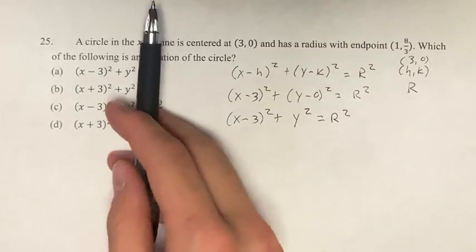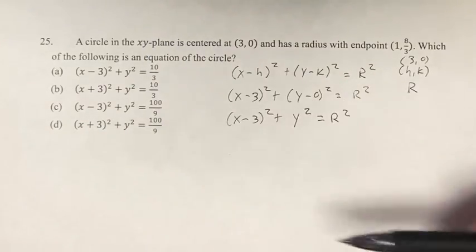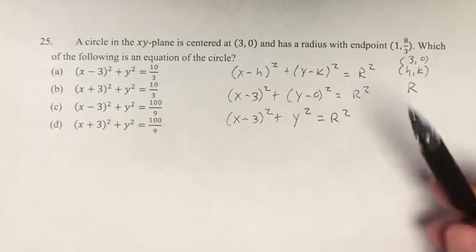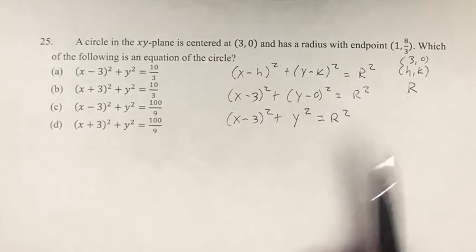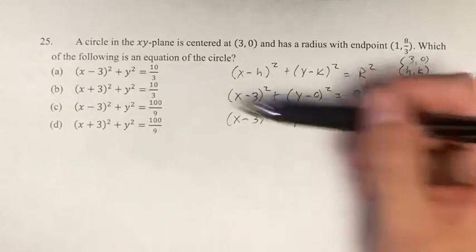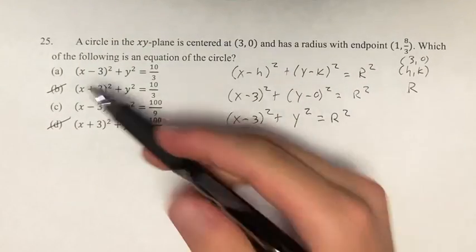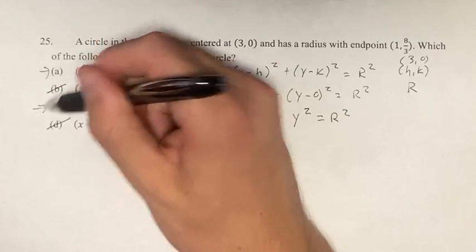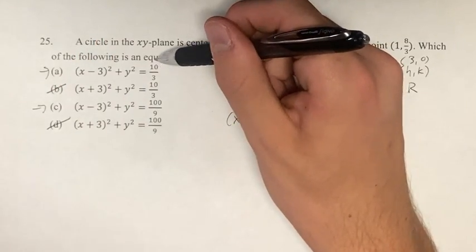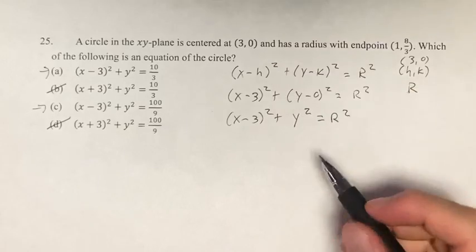So looking at our options, whether r is 10/3 or r squared is 10/3 or 100/9 or whatever, just ignoring that, we can narrow down this side of the equation to only the ones that are (x - 3)^2 + y^2, which is A and C. B has an x + 3 in there, so B and D are out. And now the only differences between A and C is the value of r^2, 10/3 or 100/9.